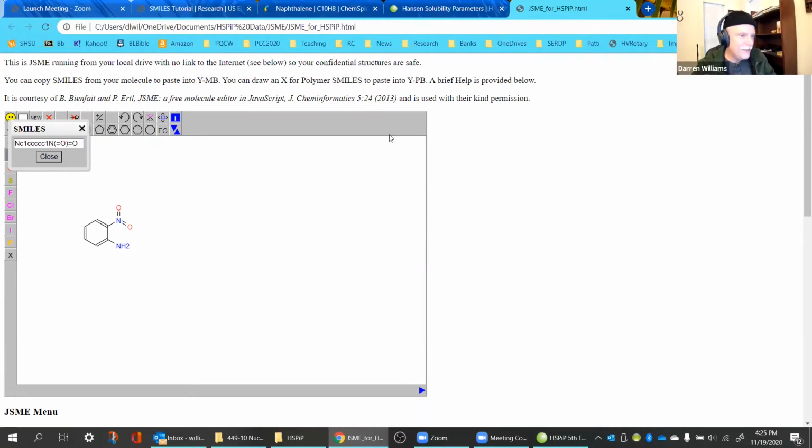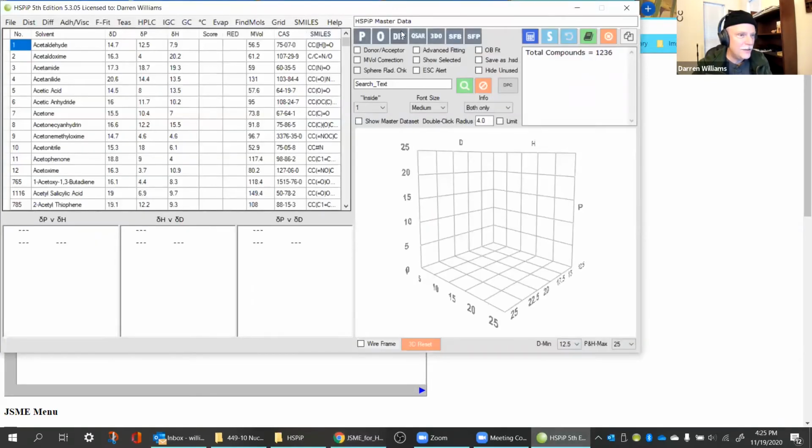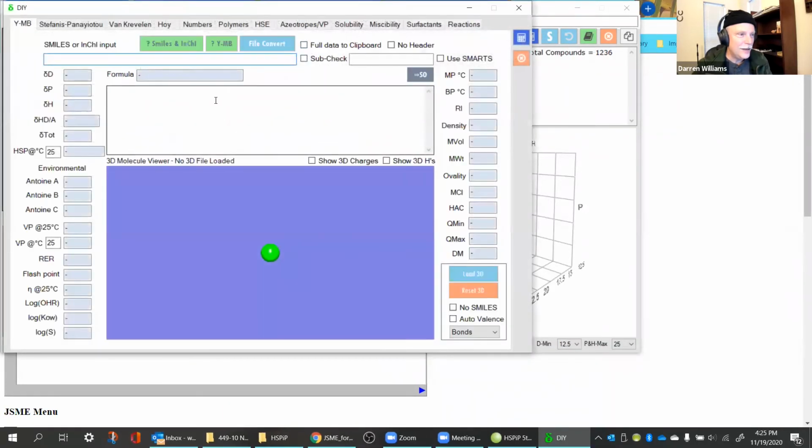Hit Control C for copy, and then go back over to HSPiP. And then there's this do-it-yourself, DIY. I think it's kind of funny. You get this form here, and there's a bunch of different ways to calculate the Hansen solubility parameters, and there's other kinds of things in here. But this Y-MB is the one they recommend. It's Yamamoto, the guy that wrote it, and then MB is called molecular breaking.